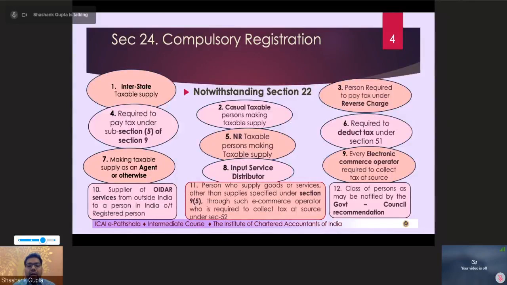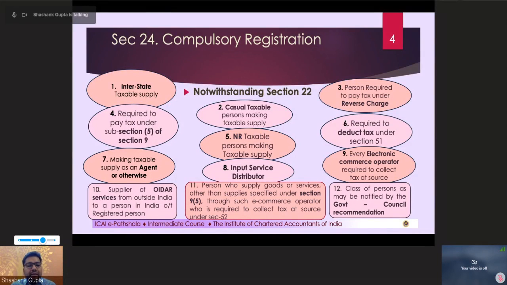Every e-commerce operator is required to collect tax at source. So, like in income tax, there is TCS. Similarly, TCS has also been introduced under GST, but this has limited applicability in case of e-commerce operators. So, any e-commerce operator is required to collect tax at source.